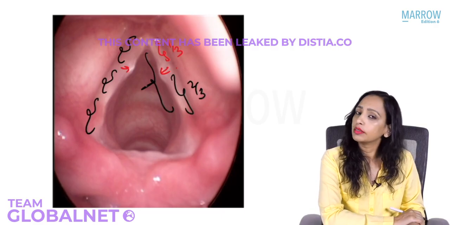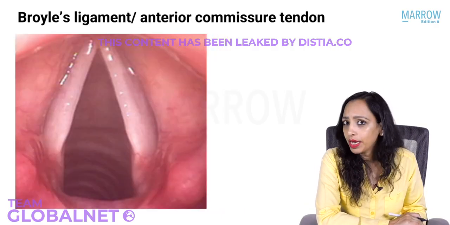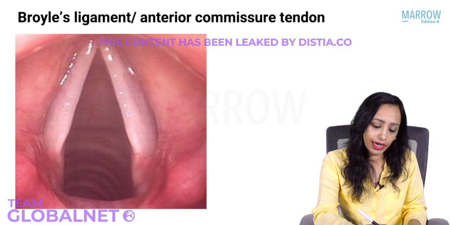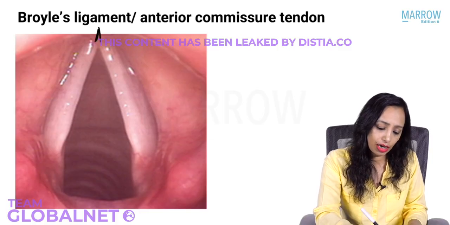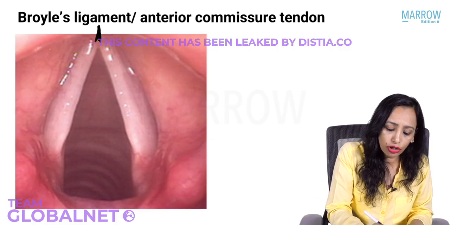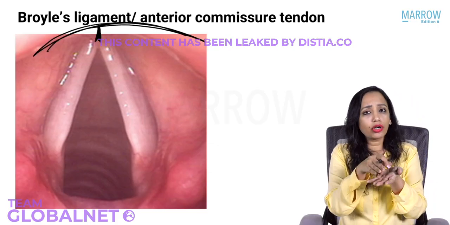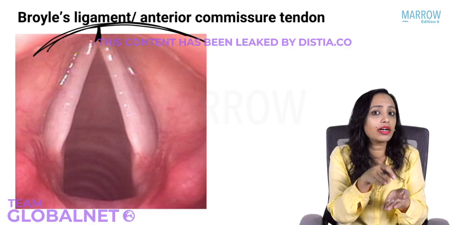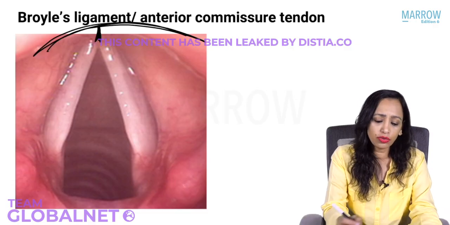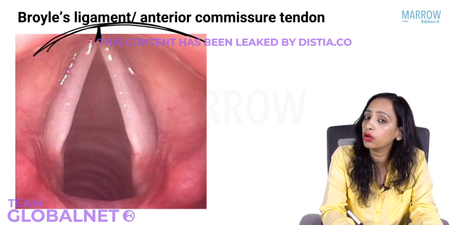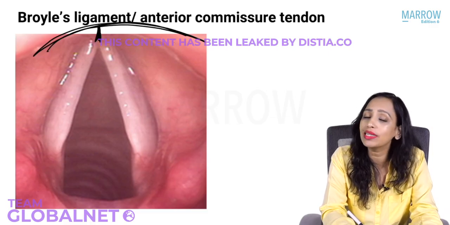Is that clear? Yes. Now from the vocal cords, from the anterior commissure, goes a ligament to attach the true vocal cords to the thyroid. We know that the true vocal cords are attached to the thyroid, and this attachment occurs with the help of a ligament. This is what is known as the anterior commissure tendon, or also known as Broyles ligament.